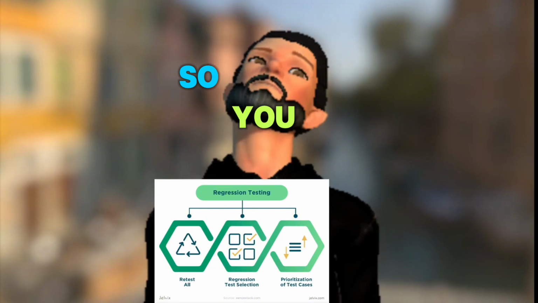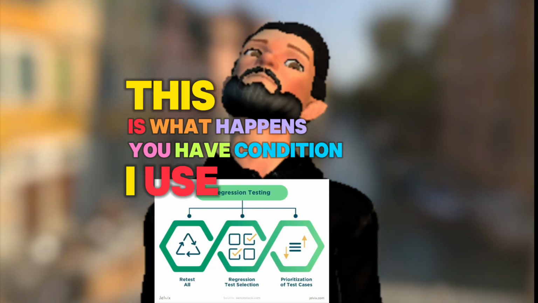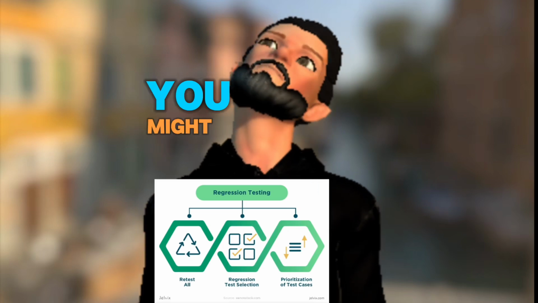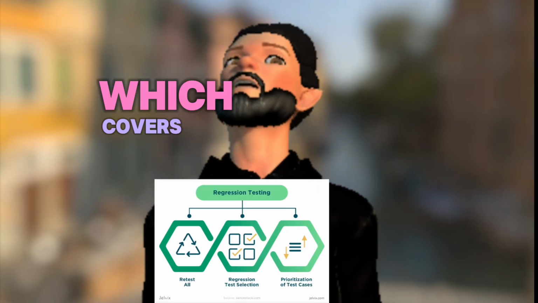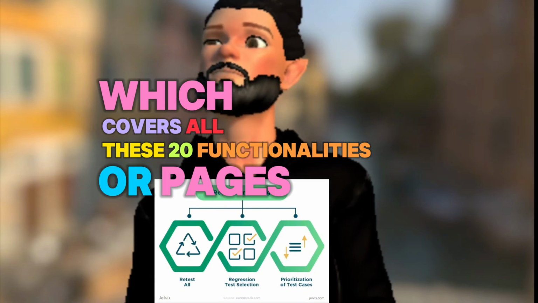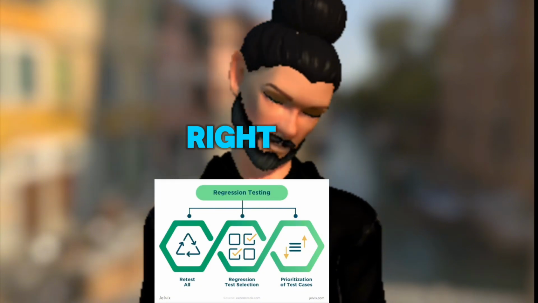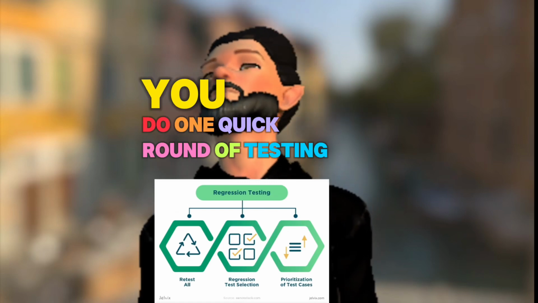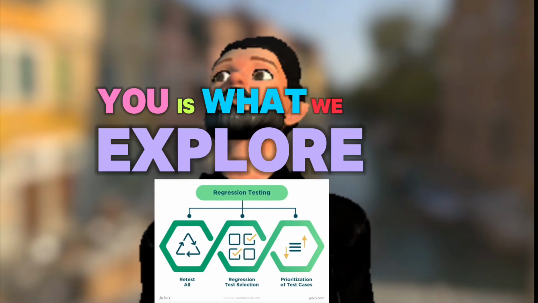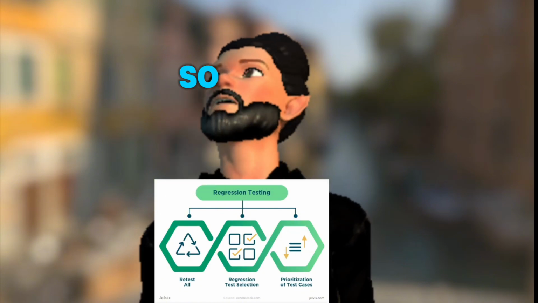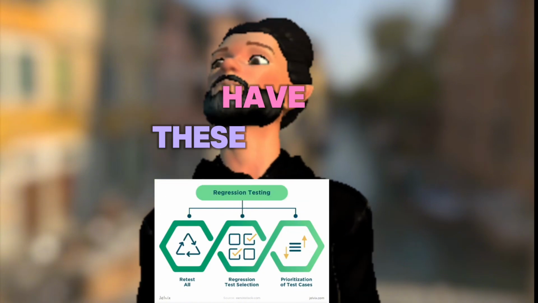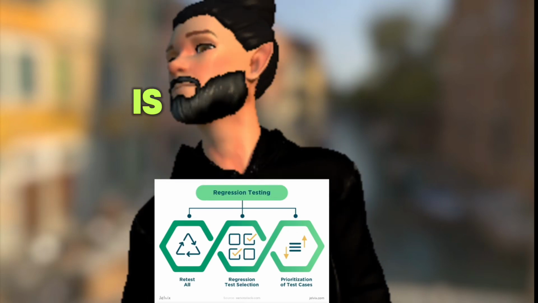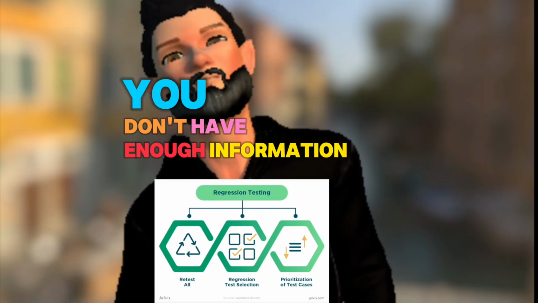So in a real scenario, this is what happens. You have 20 scenarios with different permutations tested in an automated suite. You might have 100 test cases which cover all these 20 functionalities or pages or endpoints, depending on your application. But whenever a new functionality comes in, you do one quick round of testing manually, which is exploring it for the first time. At that time, your automation suite might not have definitions for the new pages, the new messages, or the data. You don't have enough information beforehand.